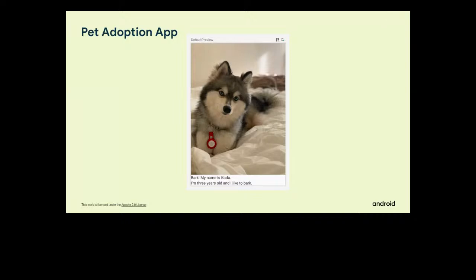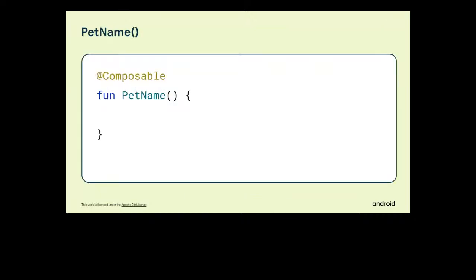So the first thing that we need is, of course, as we can see, the name of the pet. So we will define a function which will, of course, be composable because we are working with Jetpack Compose, and we will call this function pet name. Within pet name, since the function name suggests that this is going to be some kind of word that identifies the pet, we need a string value.